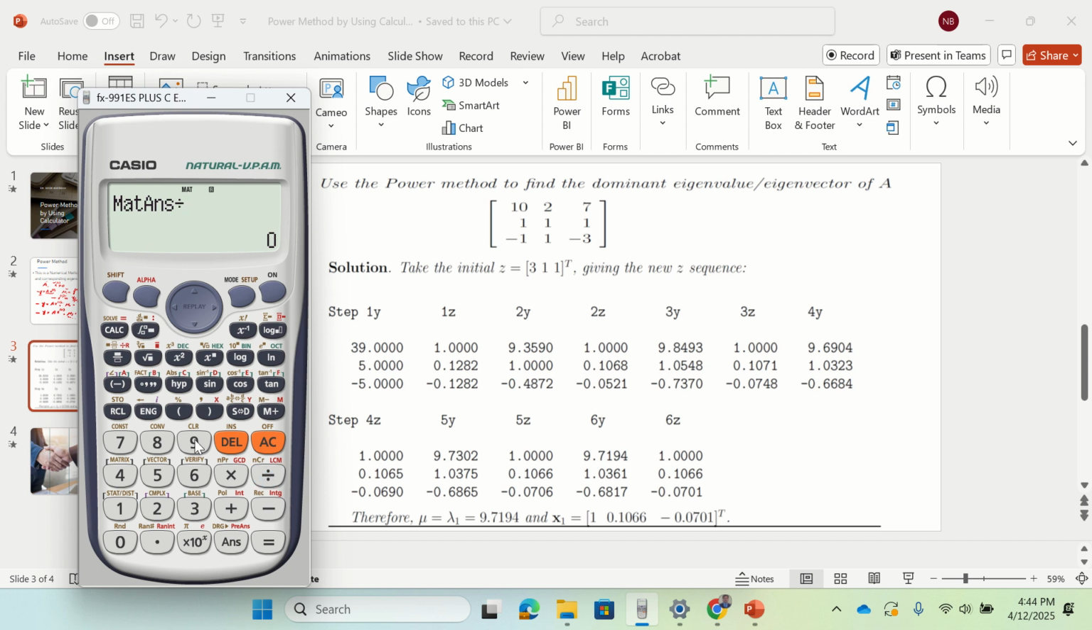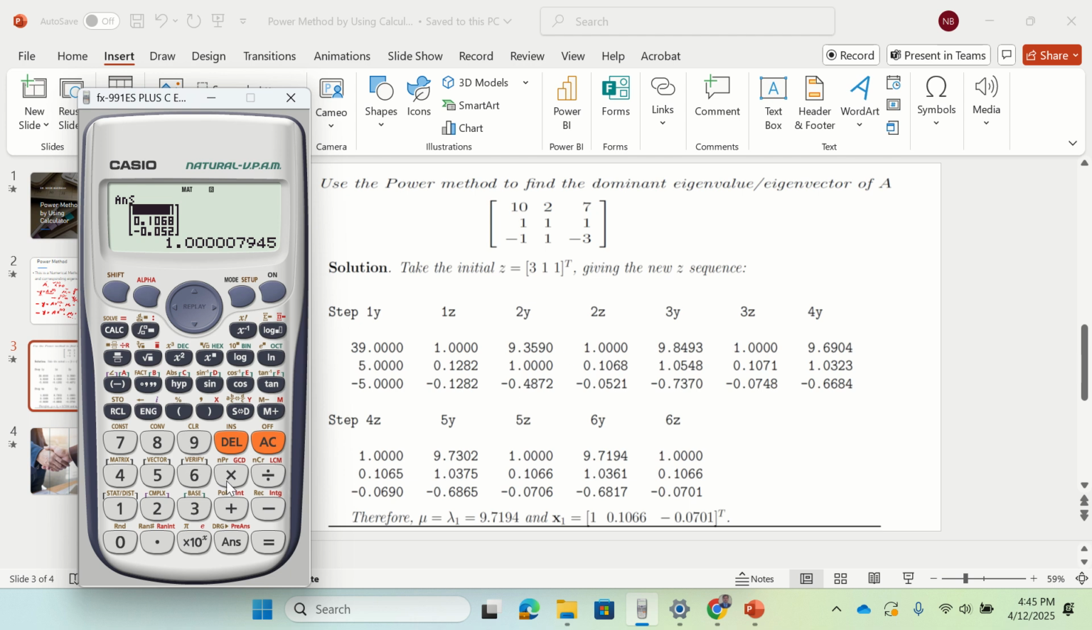So I'll just divide by 9.358 and 7 something, but anyway it's okay up to 4 dp, and then press equal. So I'll get, you see, it's almost 1 because of the number of decimal places we have taken. And the next one is 0.1068. The next one is minus 0.0521. So that's concluding the second iteration.